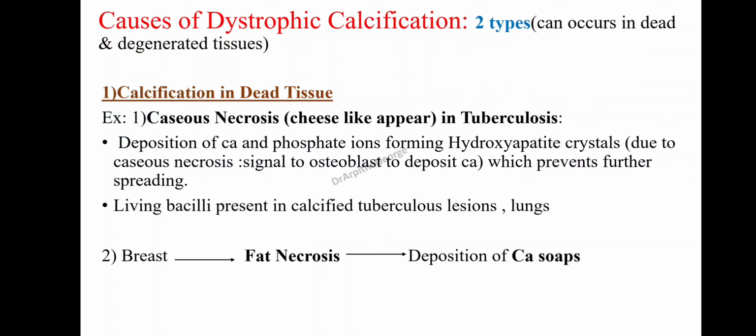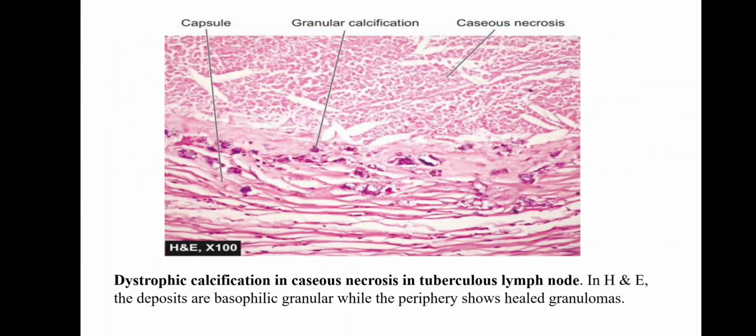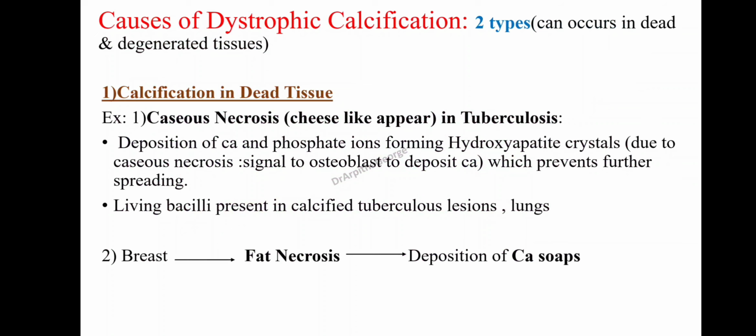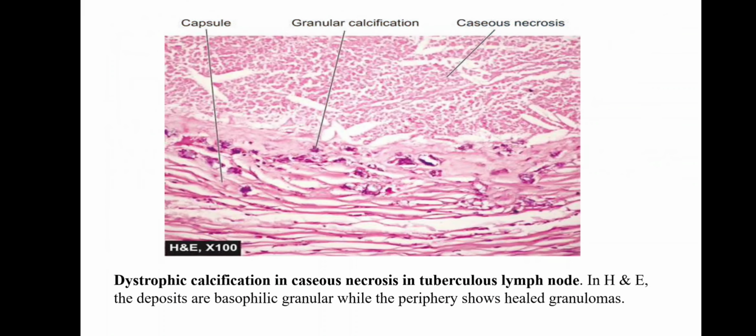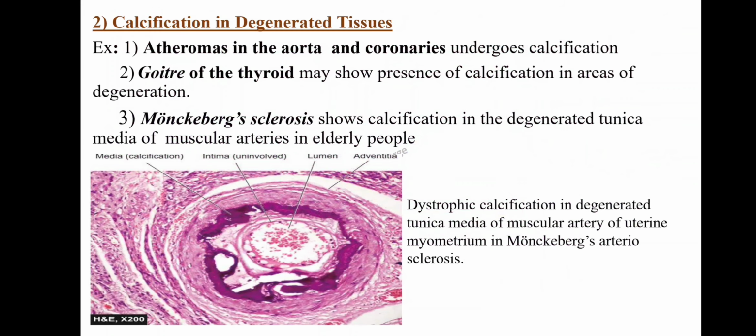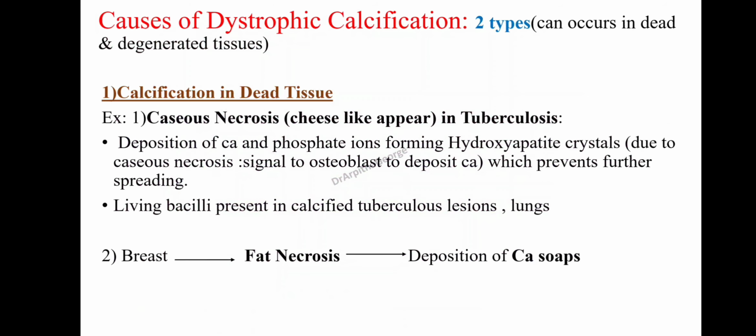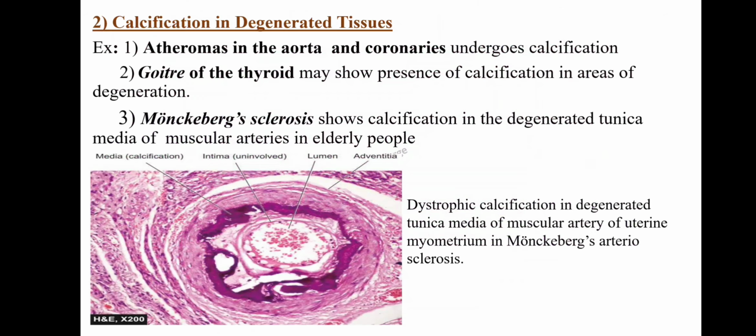So for example, we can see the causes of dystrophic calcification. Basically, this dystrophic calcification can be seen in dead tissue. You can see some examples, right? Caseous necrosis, breast, and another one is that you can see this calcification in degenerated tissue. So which calcification? Dystrophic calcification. It is divided into two. That means this dystrophic calcification can be found in dead tissue, and I have quoted some examples, as well as you can see this calcification in degenerated tissues.